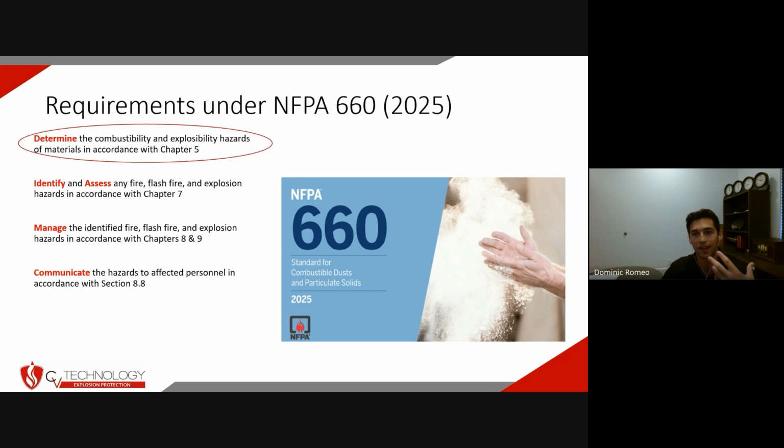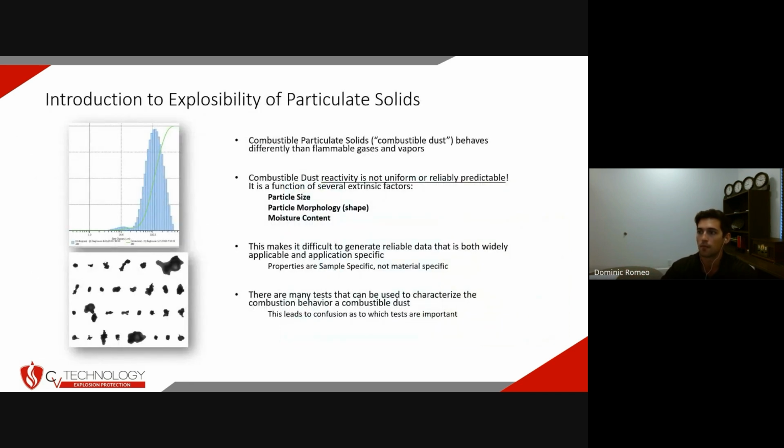And again, today we're going to specifically focus on determining combustibility and explosibility, and we'll go through all of the different tests that can be completed to determine that. So, a little introduction to explosibility of particular solids.